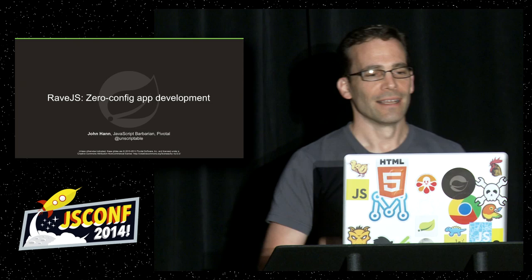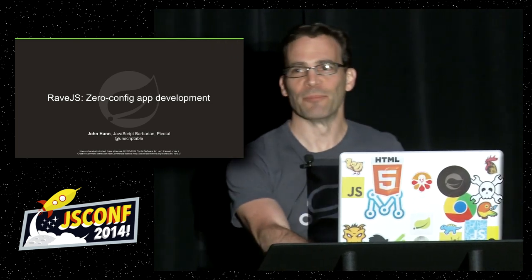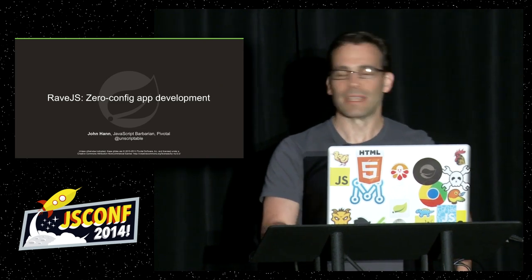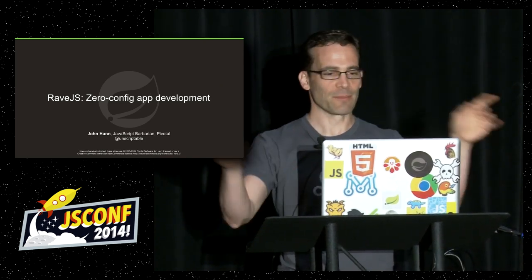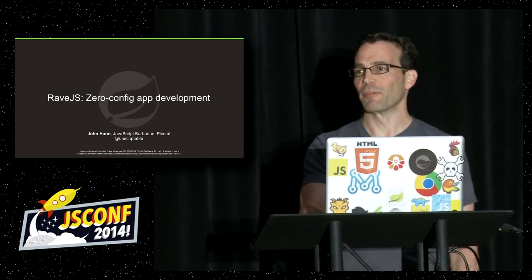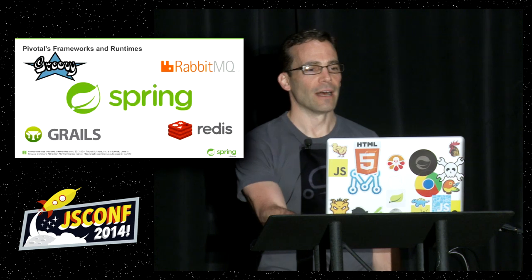My name is John Hann. I work for a company called Pivotal. You probably know us from some product or some service or some division of us somewhere. I am the resident JavaScript barbarian. Figure out what that means on your own.